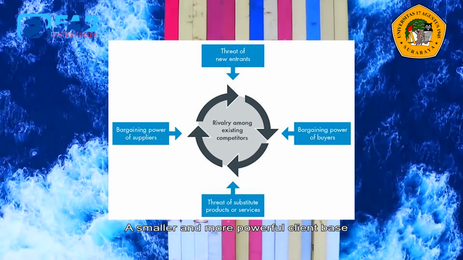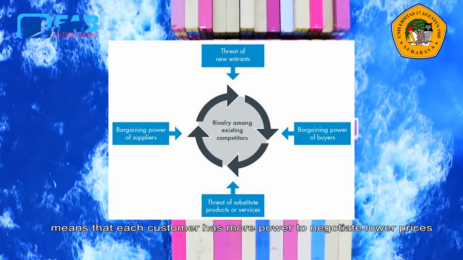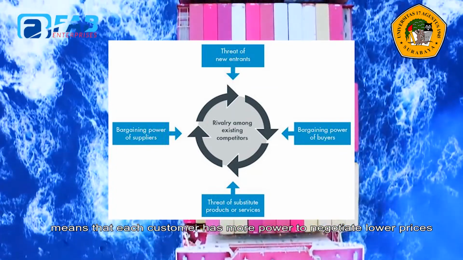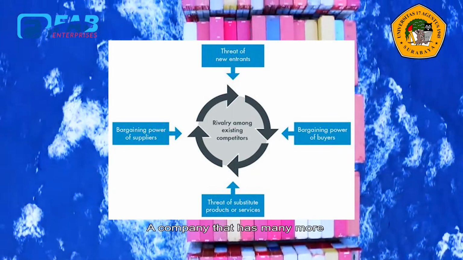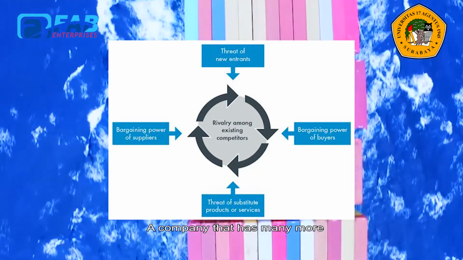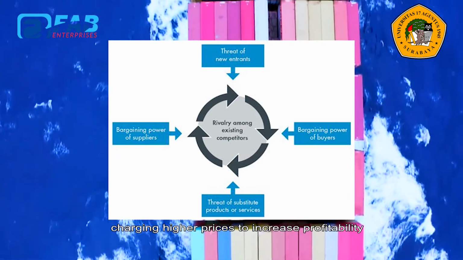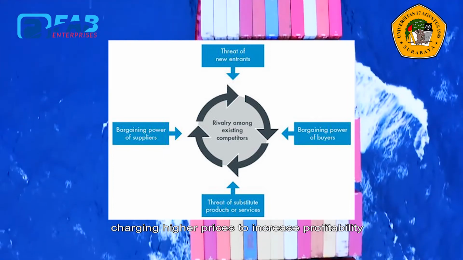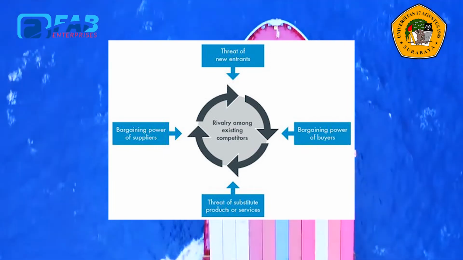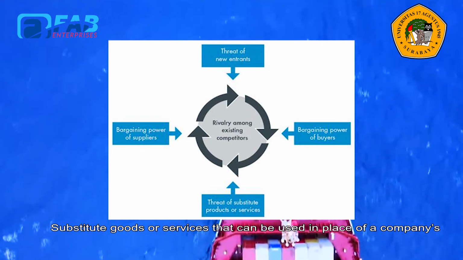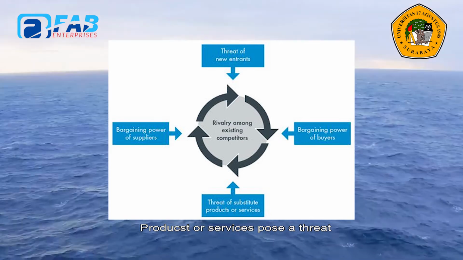A smaller and more powerful client base means that each customer has more power to negotiate for lower prices and better deals. A company that has many smaller, independent customers will have an easier time charging higher prices to increase profitability. Threat of substitution. Substitute goods or services that can be used in place of a company's products or services pose a threat.